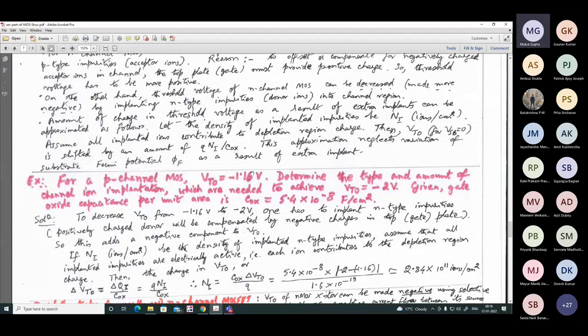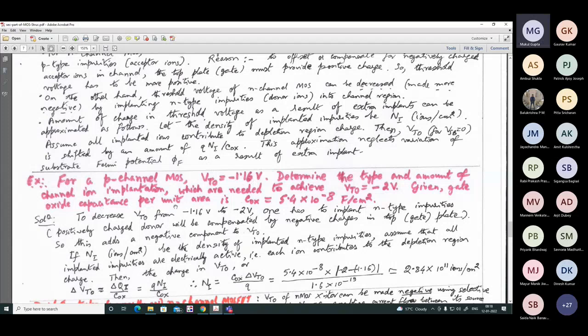Obviously, as it is required to make it more negative, we have to execute ion implantation involving N-type impurities, or pentavalent impurities. Why? Because if you do that, the donor ions will become positive at the time of operation. So the corresponding threshold voltage will be more negative, because it has to balance out. On the gate side, it has to be more negative.